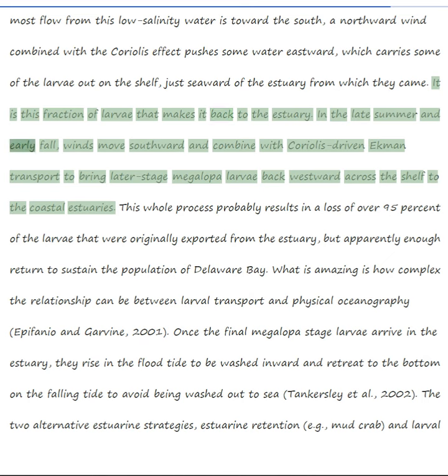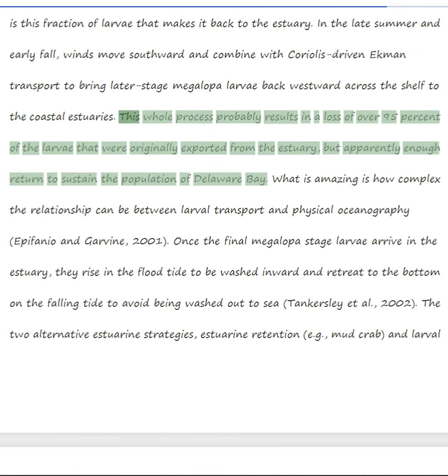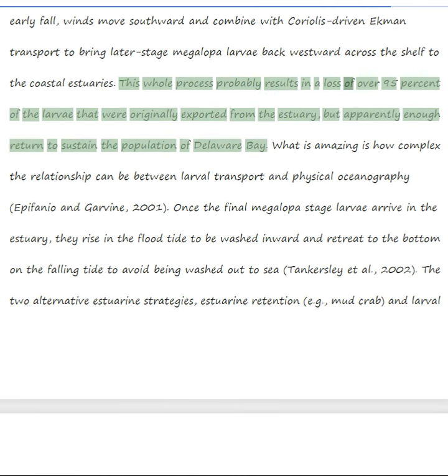In the late summer and early fall, winds move southward and combine with Coriolis-driven Ekman transport to bring later-stage megalopa larvae back westward across the shelf to the coastal estuaries. This whole process probably results in a loss of over 95% of the larvae that were originally exported from the estuary, but apparently enough return to sustain the population of Delaware Bay.